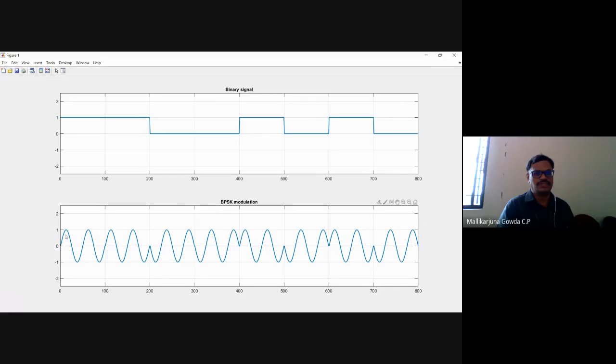See, for 1, it starts with 0 degree, right? One sinusoidal signal. Next is also 1, so it continues with the same phase. Right now it is 0, so there is a 180-degree phase shift, right? Isn't it?